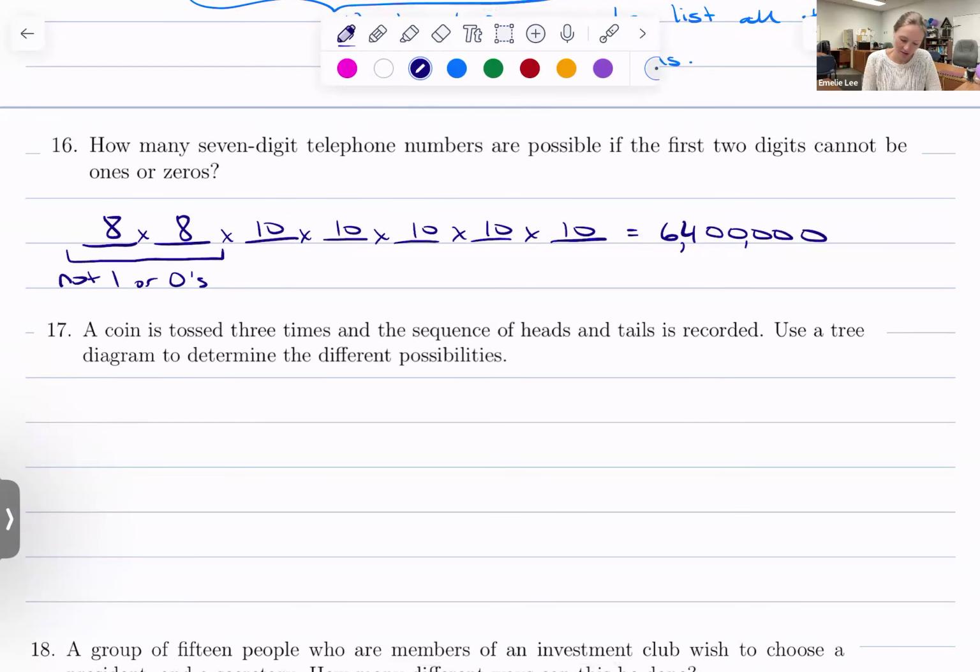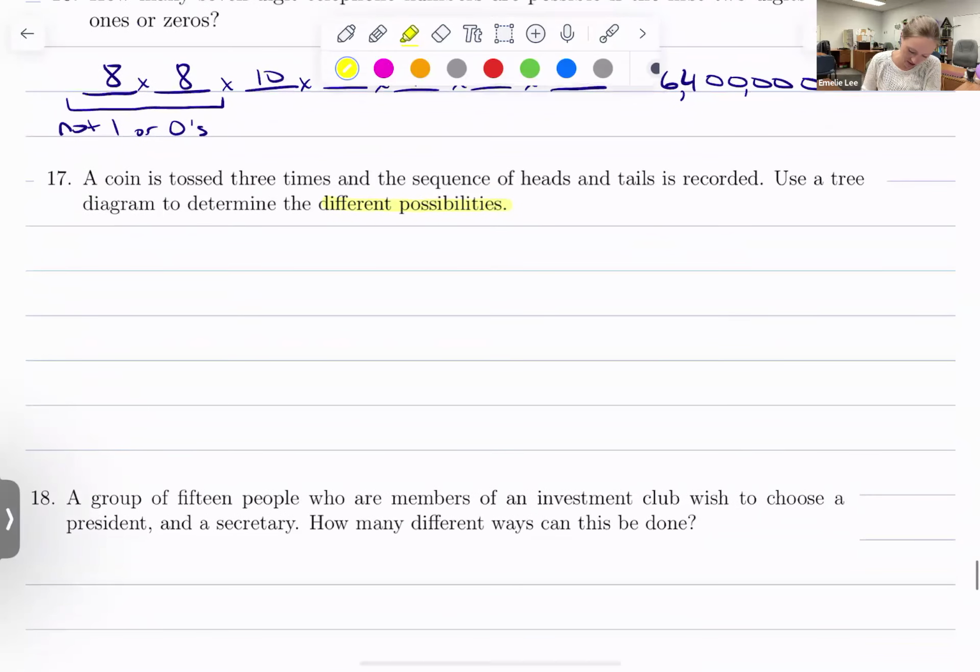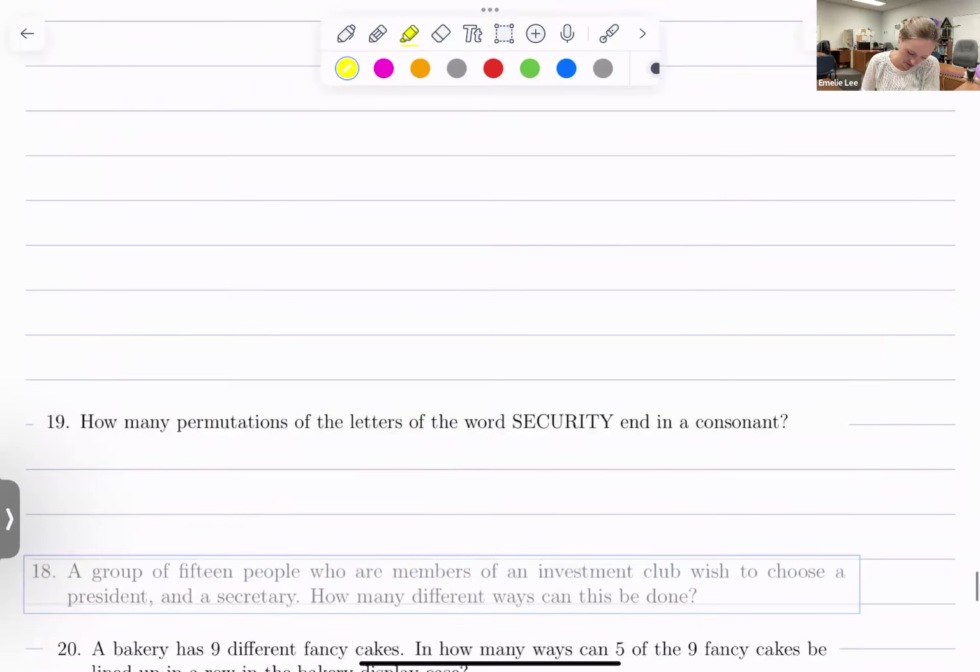A coin, question 17. A coin is tossed 3 times and the sequence of heads and tails is recorded. Use a tree diagram to determine the different possibilities. Okay. Now, because I want those different possibilities, that is when I would use a tree diagram. Because if I want to list all the possibilities, I need a tree to do that, because otherwise it can be really hard to wrap your head around.